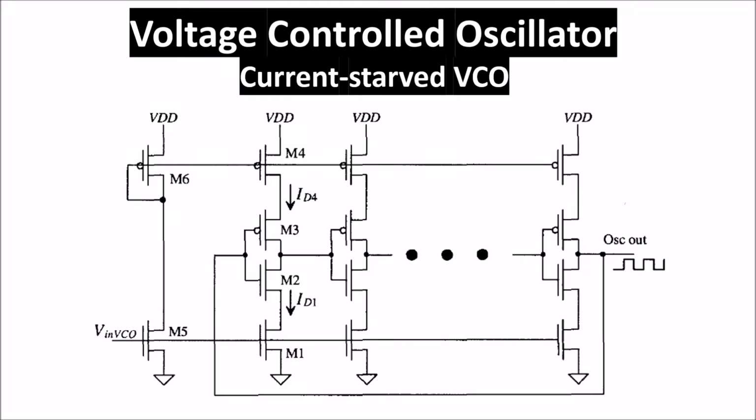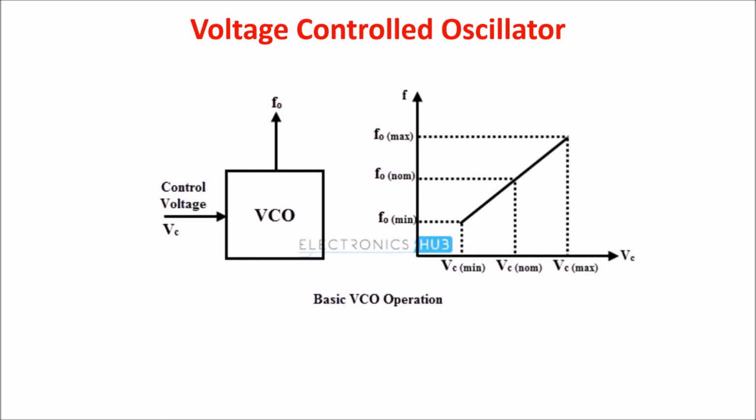This video explains the current starved VCO working principle. It is a particular kind of voltage-controlled oscillator widely used in phase-locked loops for the low chip area and the good tunable frequency range. A voltage-controlled oscillator, or VCO, is an electronic oscillator designed for producing oscillation frequency by a controlled input voltage. The frequency of oscillation is varied by the applied control voltage.